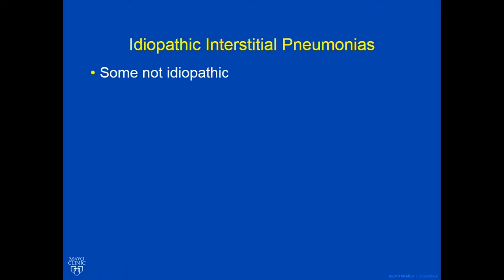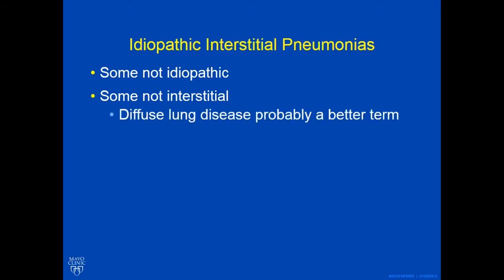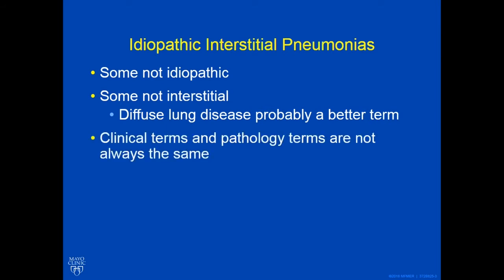We've made a lot of progress in talking between radiologists, pathologists, and pulmonologists in the arena of the idiopathic interstitial pneumonias, but we still have some problems. Under the category of the idiopathic interstitial pneumonias, some are not idiopathic. Some are not interstitial. And in that sense, diffuse lung disease is probably a better term, but that hasn't quite caught on as a moniker in the literature in classification schemes. As you're well aware, the clinical terms and the pathology terms are not always the same. That's a problem.